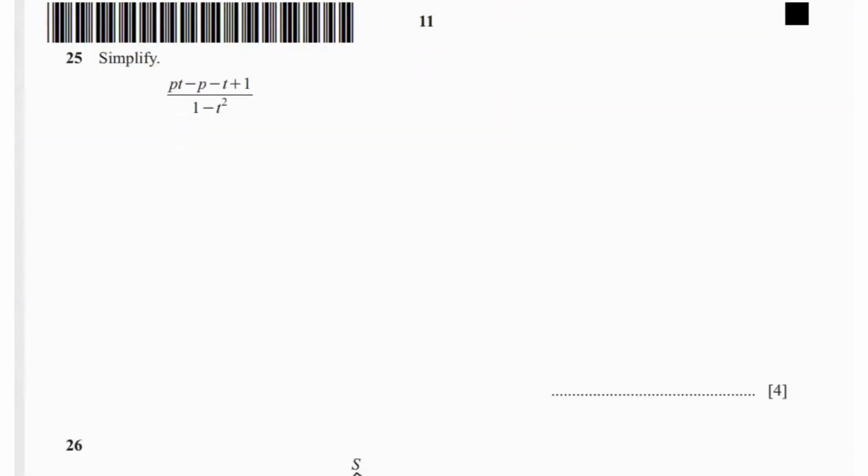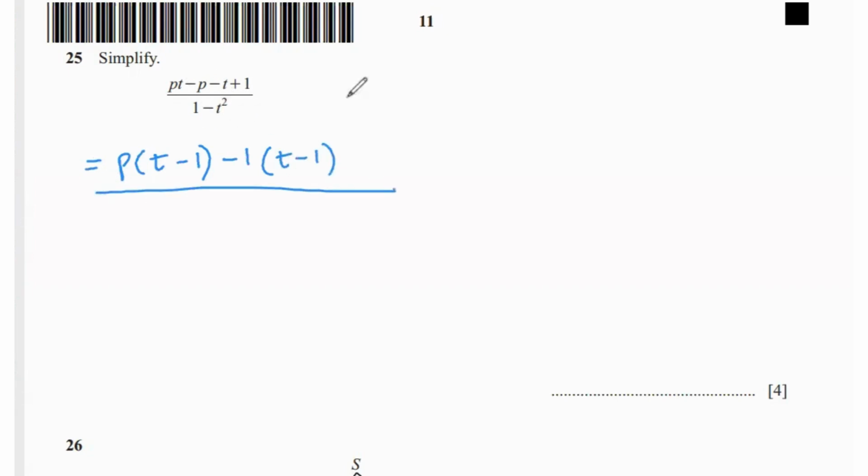Next question says simplify (pt minus p minus t plus 1) over (1 minus t squared). So divide the numerator into two groups. Pt minus p is one group, minus t plus 1 is another group. In the first group, between pt minus p, we have p common, so p times (t minus 1). And between negative t plus 1, we have negative 1 common. So once again, that's t minus 1.